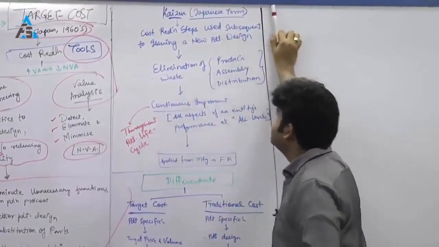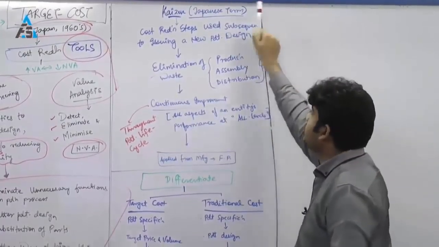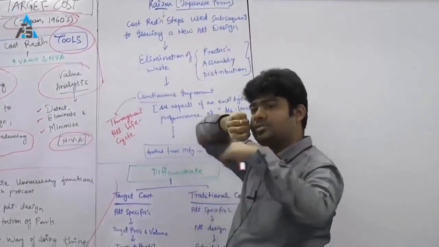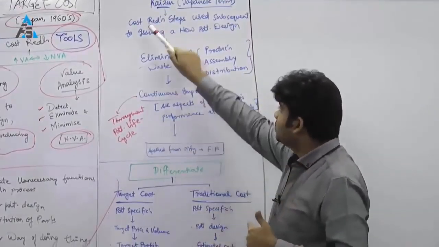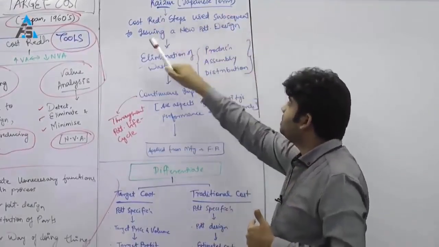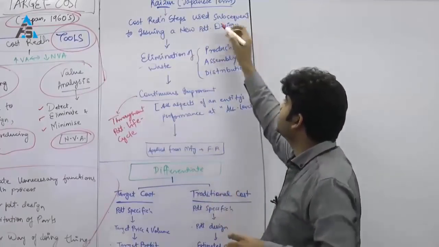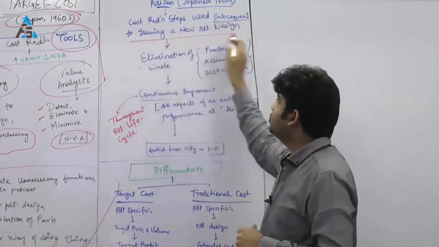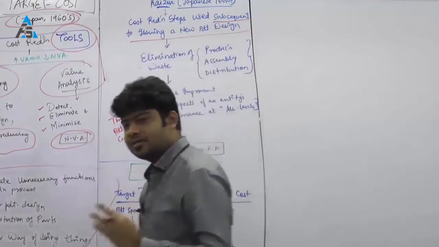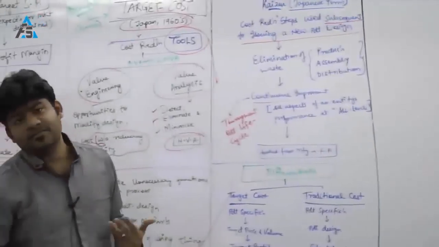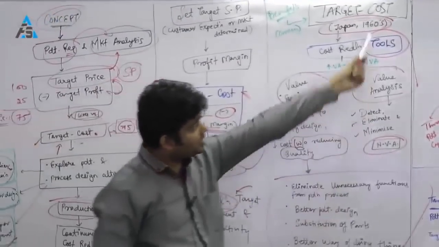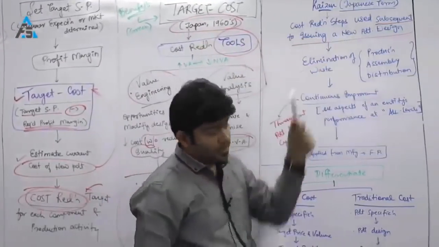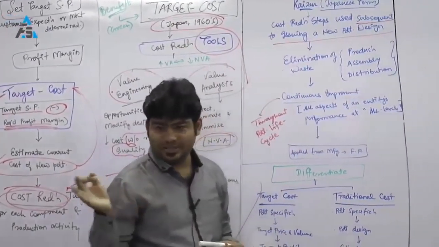Last in line is Kaizen. Kaizen costing. What is this Kaizen? Kaizen also is a Japanese term, meaning continuous improvement in your product. So, cost reduction steps used subsequent to issuing a new product design. So, again, when a product goes for the manufacturing process, at such point in time, you have to ensure that the product cost is minimized.